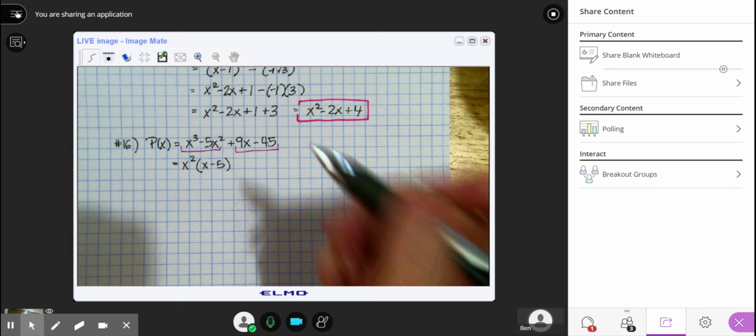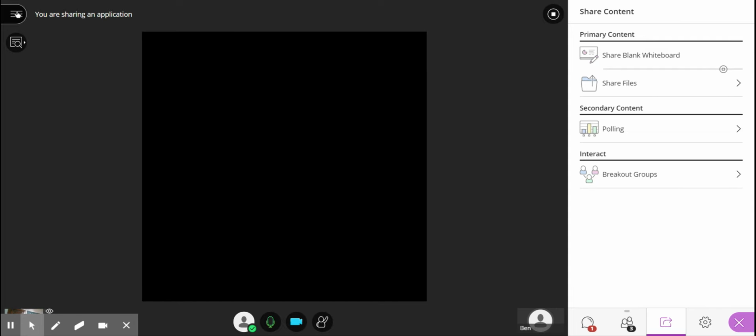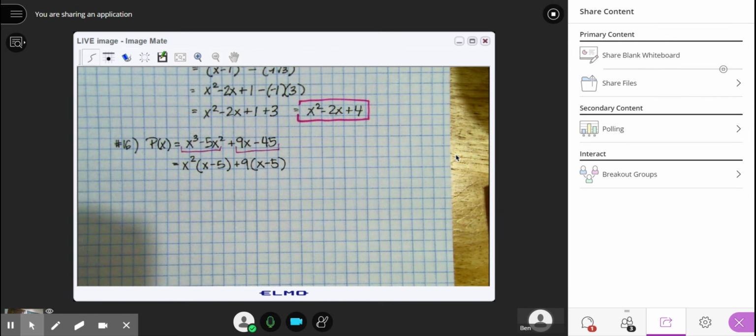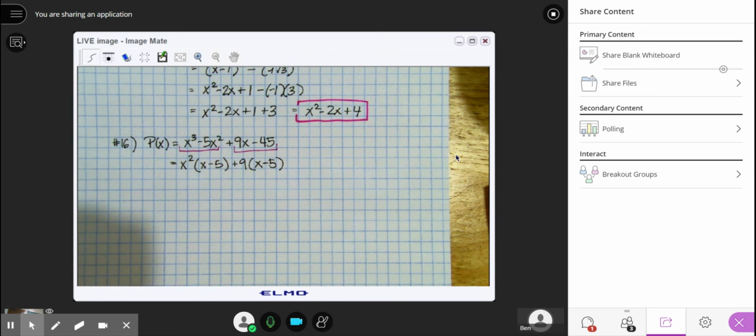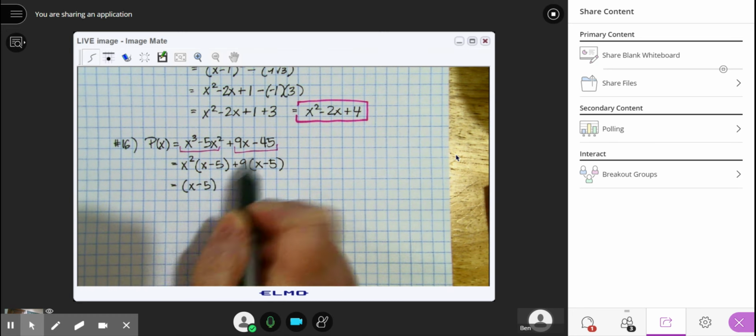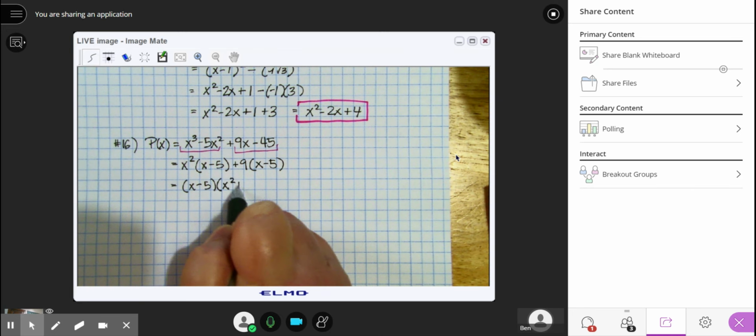And then 9x minus 45, you can pull out a 9, and you're left with x minus 5. Oh, it froze, didn't it? Okay, hold up. I got to get out of it, and then come back. Is it good? Can you see? All right, so now I've got an x minus 5 in both, so I can pull that out front, leaving me an x squared plus 9.